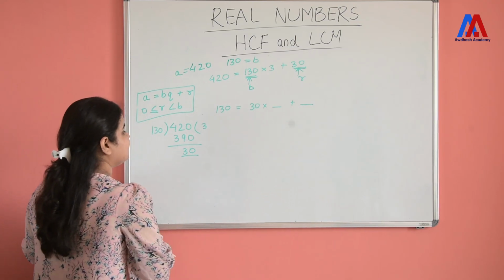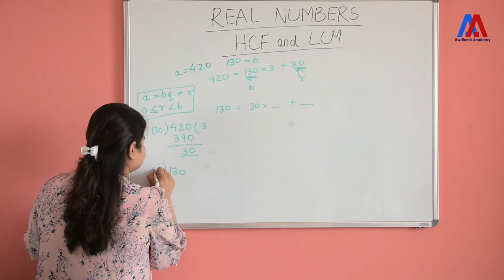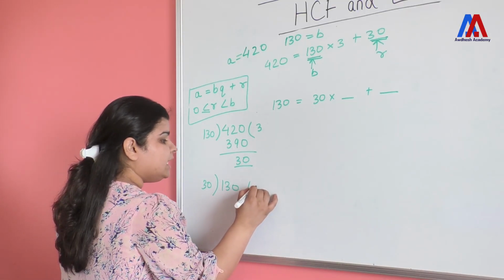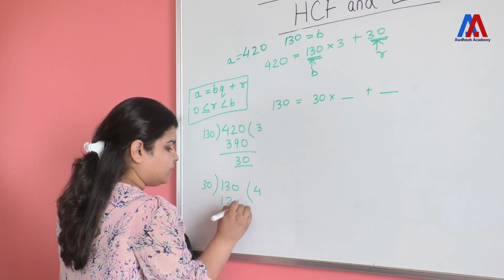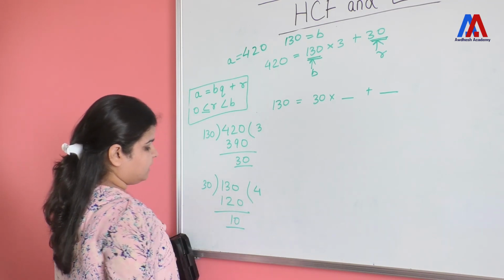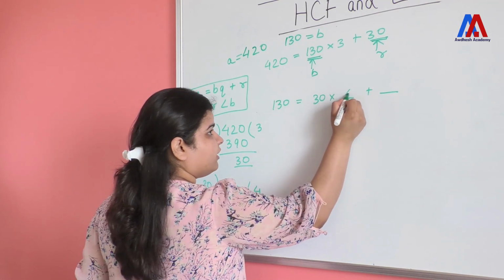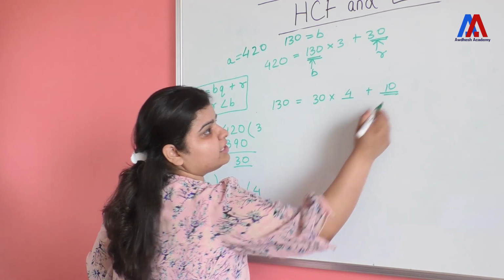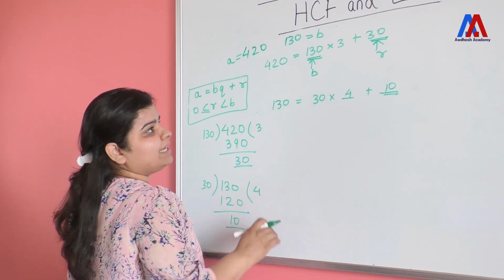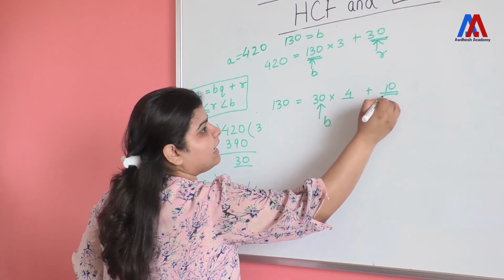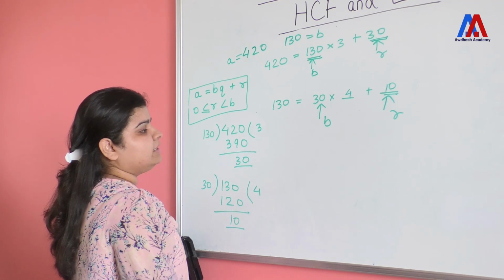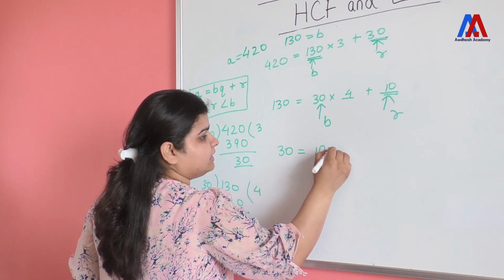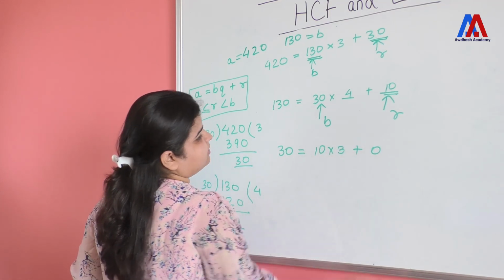So, again, let's divide 130 by 30. We know 3 4s are 12, so 30 4s would be 120, which would be closest to 130, and we'll have 10 as the remainder. So, we have 4 here and 10 here. Again, the remainder is not 0. So, we'll apply it to b and r again. Now, we have 30 here. It's simple, 10 3s are 30 and we have 0 as the remainder.